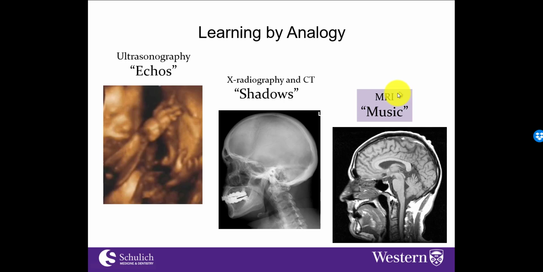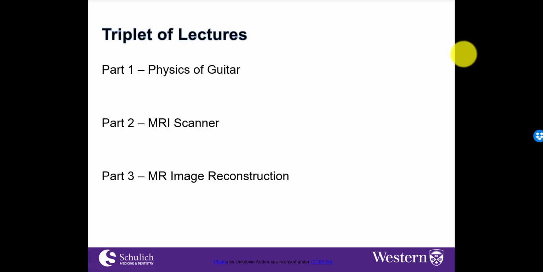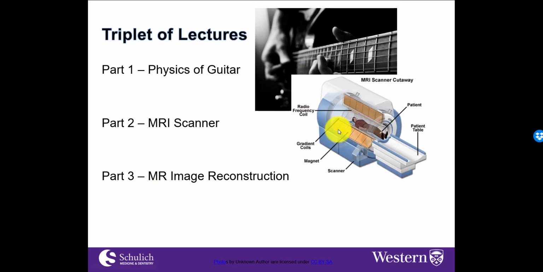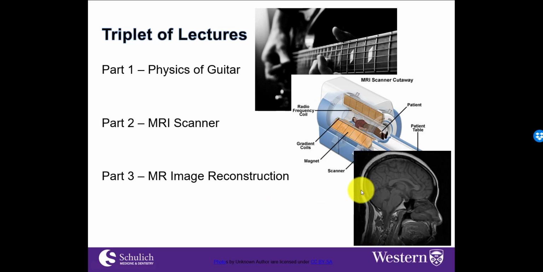The best analogy for MRI is actually music, and that's what we will exploit in this lecture. There are actually 3 lectures so that each one can be viewed independently and would require approximately 1 hour of viewing. Part 1 is on the physics of the guitar. Part 2 is on the components of an MRI scanner, and Part 3 deals with the image reconstruction process. So, first the physics of the guitar, then the components of MR, and finally an image is produced.